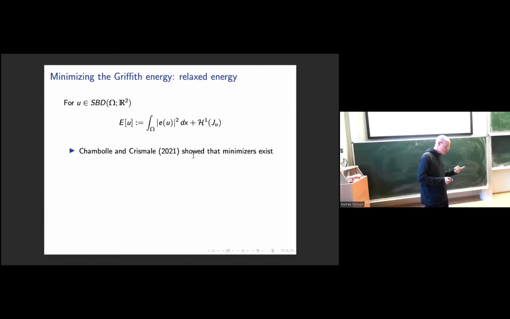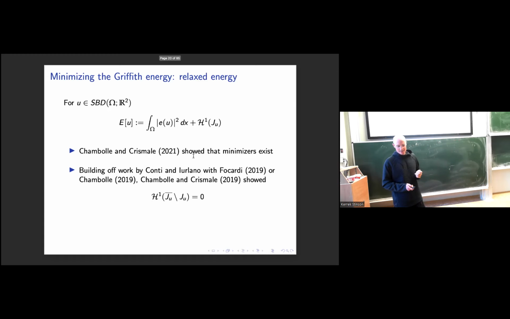So remember, the energy was introduced in '98, and in 2019, we have a minimizer to the Griffith problem. So this was done by Chambolle and Crismale, and published in '21. And then they built off this to show that actually, if you minimize over SBD type functions, the jump set is essentially closed. And so what that means is this collection of discontinuity points, if you take the closure of them and you subtract out the original discontinuity points, this J_u, this is null with respect to the length measure.